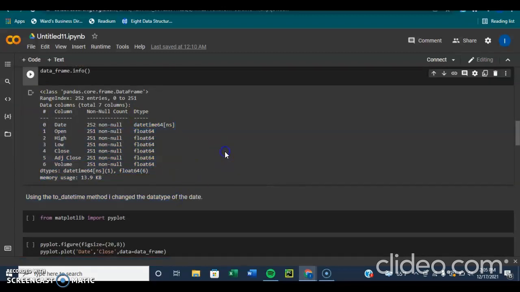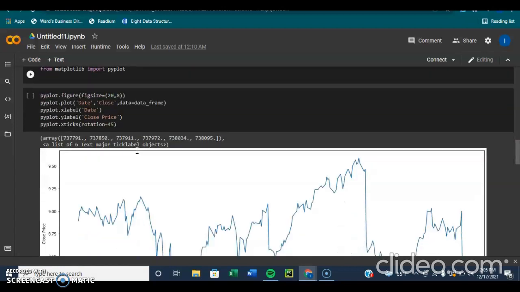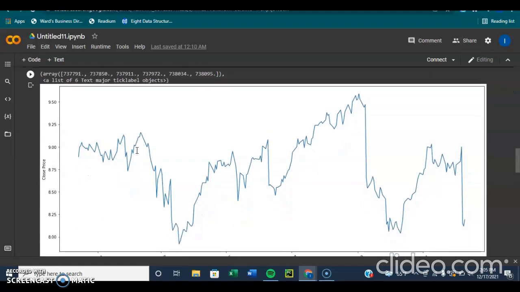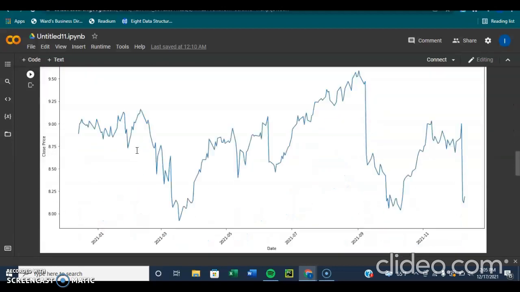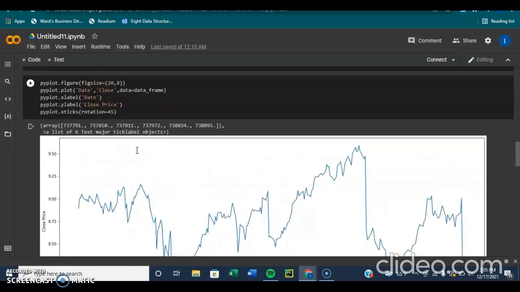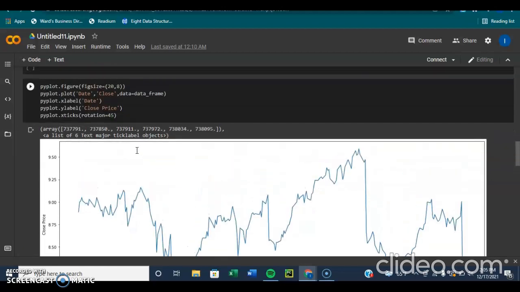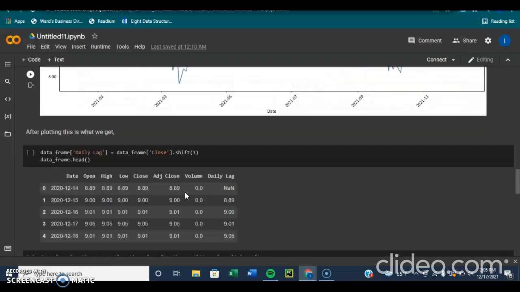And then after that, I plotted my graph using Matplotlib, and as you can see, this is what I get. Matplotlib has very powerful plots that are used to give insights about stock. So this is what I get after doing the plots, and I used the close price column and also the date column to plot my graph.